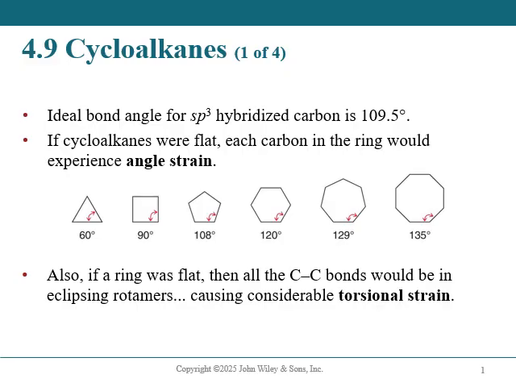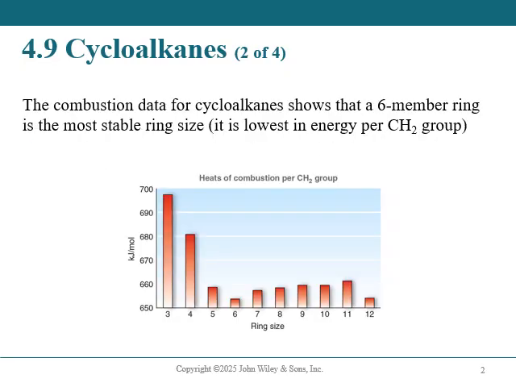There is one that is a little bit optimum compared to everybody else, and we can analyze that by doing calorimetric or combustion analysis. Looking at the data, the 6-member ring is the most stable ring size. It has the lowest energy per methyl group. You can see here, considerably less than everybody else. So that would be one of the most stable ring systems that we will find in nature.